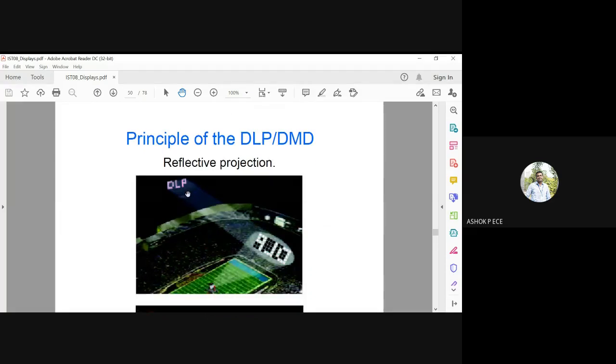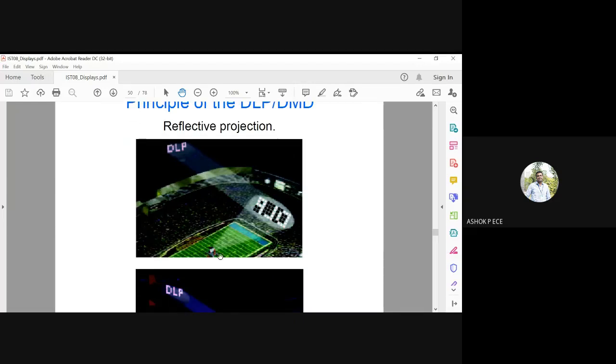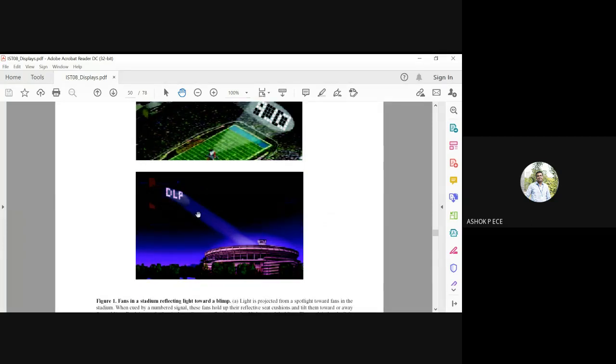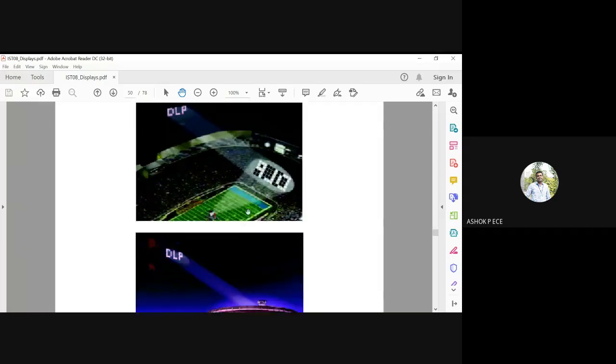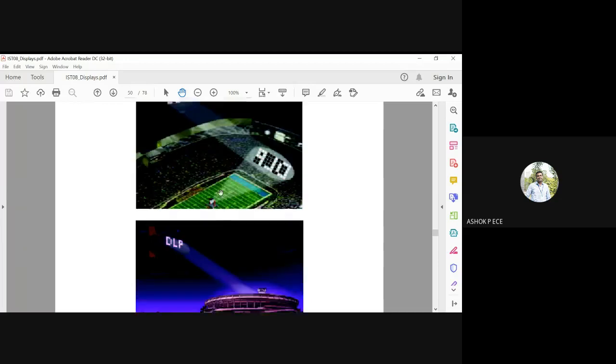The principle of DLP, digital light processing, is a reflective projection. I am going to project my light onto an object, and from there it will be reflected to form a particular pattern. When you see from outside, it looks like it is formed directly from this point, but actually you will have a reflective object which will reflect the light coming from this projector to display these characters D, L, and P. That is what is shown in the image.